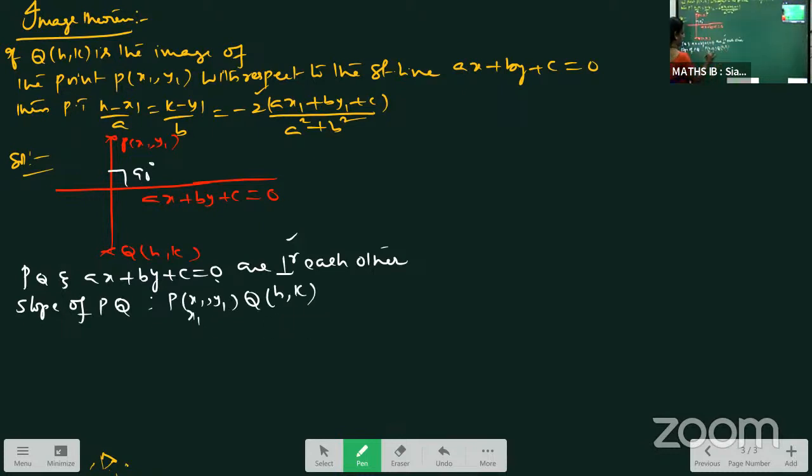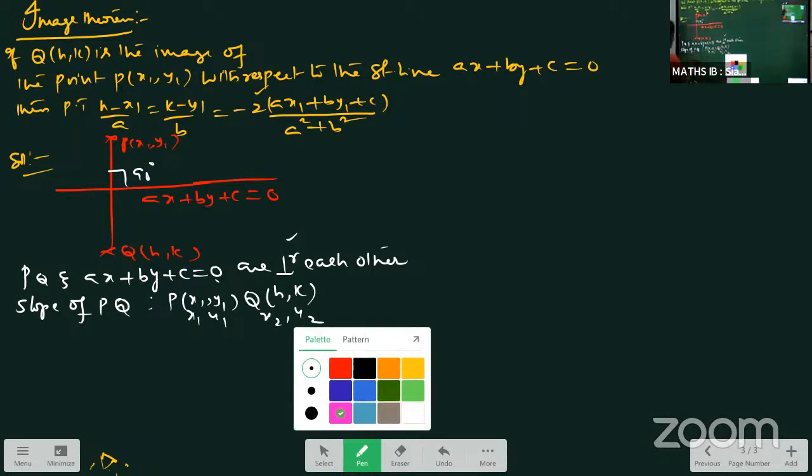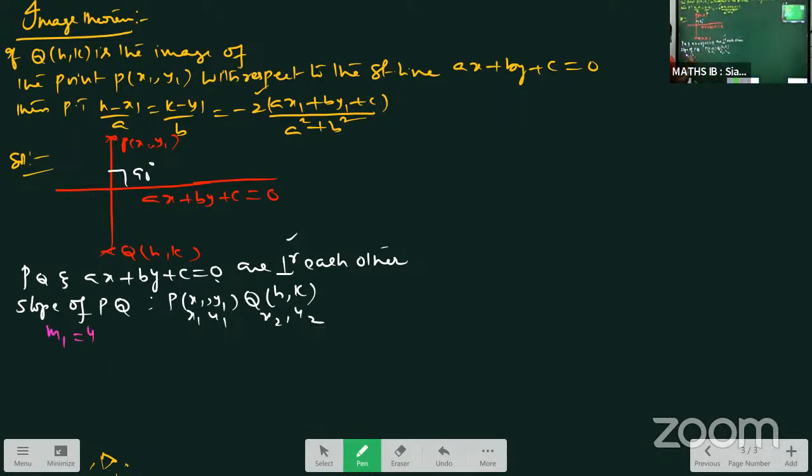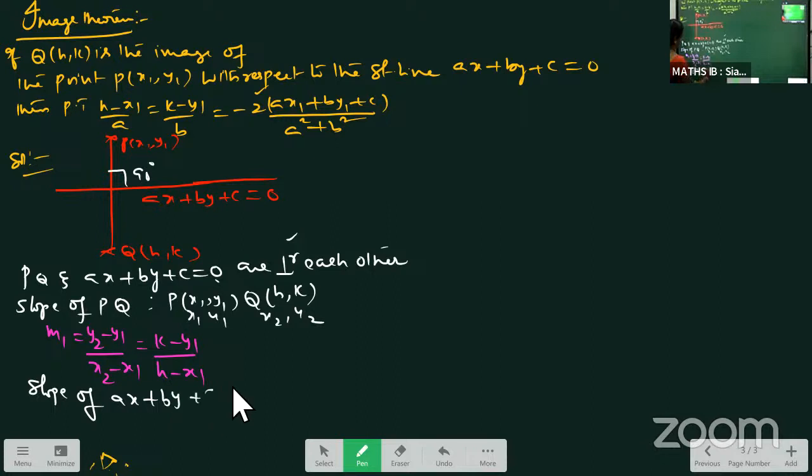So this is your x1 y1, x2 y2. What is the slope formula? m1 is equal to y2 minus y1 by x2 minus x1. So we have k minus y1 by h minus x1. First one same like foot of the perpendicular. Now coming for the slope of ax plus by plus c is equal to 0. That is m2 is equal to minus a by b.